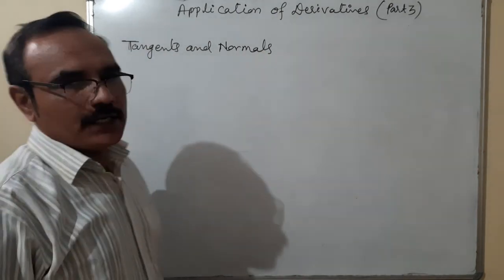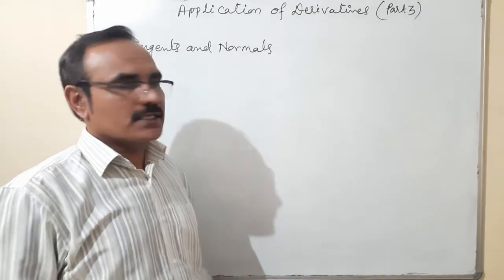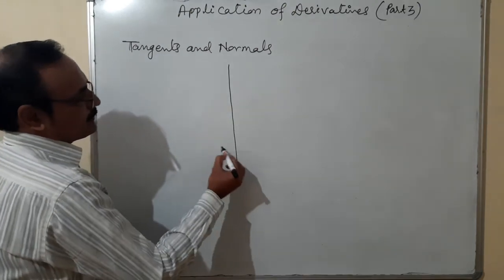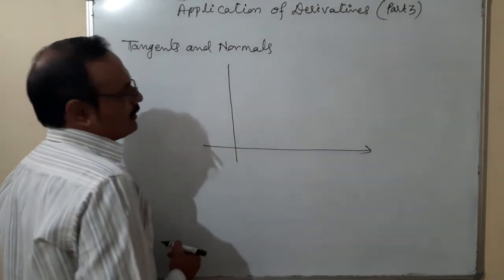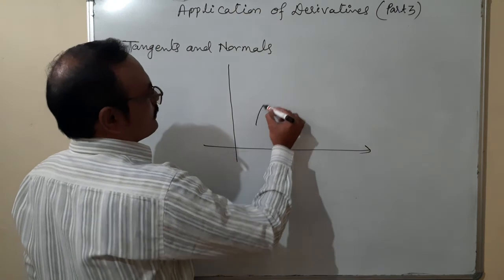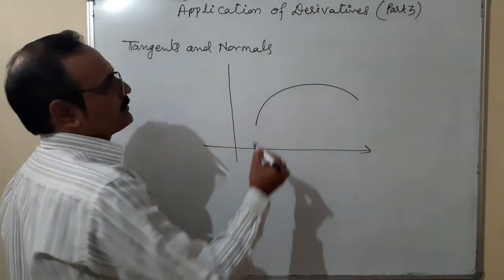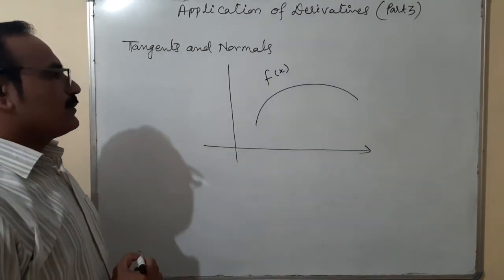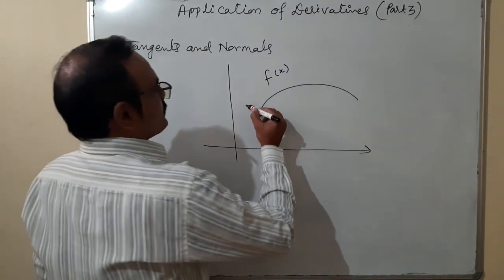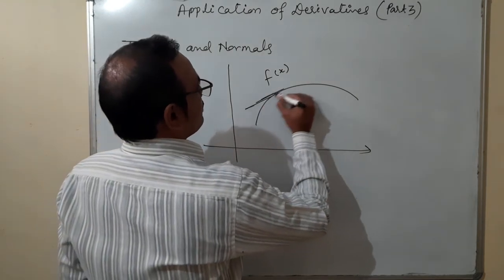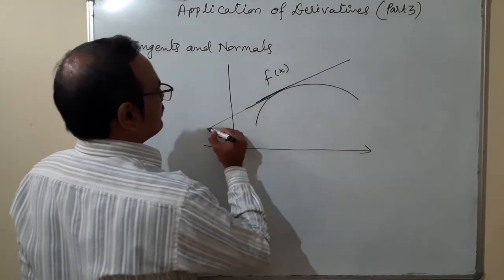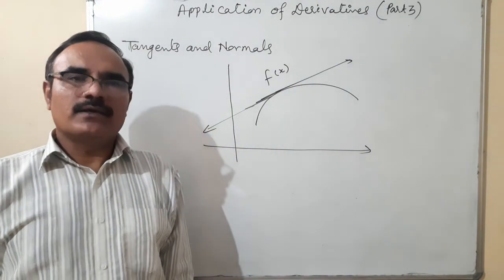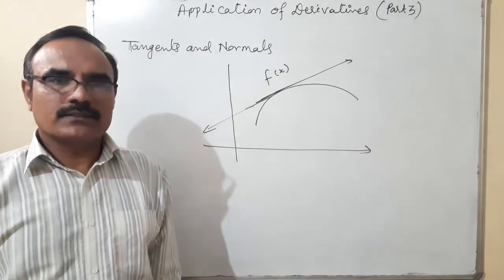By the way, it's not a new thing for you. You have been studying tangents and normals since class 10th. But in application of derivatives, for example, suppose there's a curve, f of x. f of x is a curve. And we are talking about the tangent. You know that a tangent is a line which is just touching the circle, or the arc.